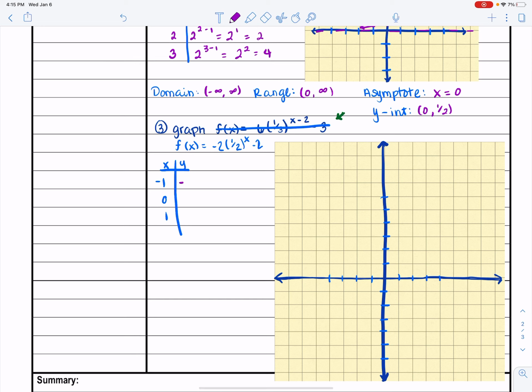All right, so I have -2 times 1/2 to the -1 power minus 2. Okay, you have to remember PEMDAS. When you use PEMDAS, you have to do the exponent first, and then you can multiply. So I have -2, 1/2 to the -1st power is really a whole number 2, because remember the negative exponent flips your fraction. So instead of 1/2, I have 2/1, and then minus 2. So 2 times -2 is -4, minus 2 is -6. So I have an ordered pair at -1, -6.